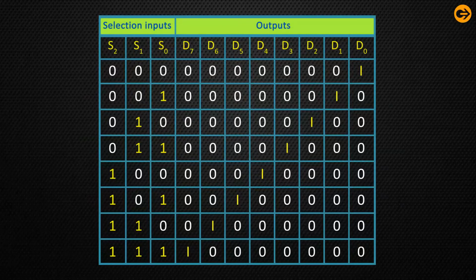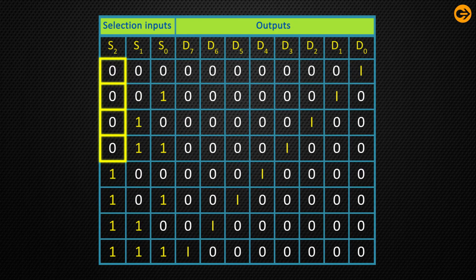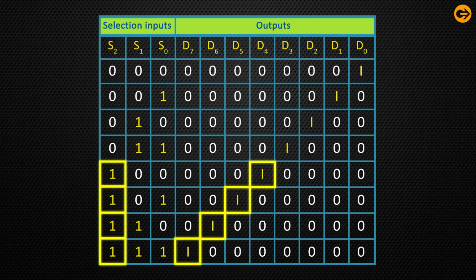The output will be, if the S2 line is 0, then in that case, one of the 4 outputs of the lower order demultiplexer that are D0 to D3 will be equal to the input based on select lines S0 and S1. If the S2 line is 1, then in that case, one of the 4 outputs of the higher order demultiplexer that are D4 to D7 will be equal to the input based on select lines S0 and S1.